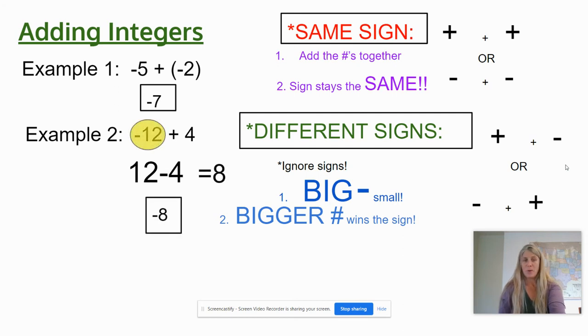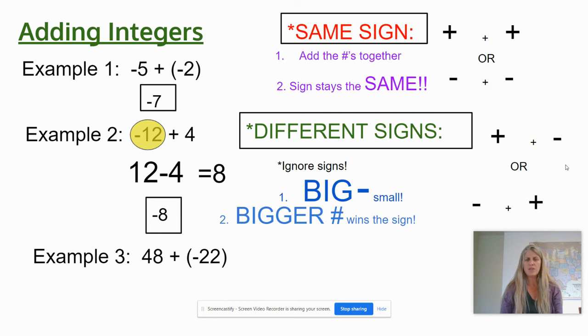Okay, so that's our bigger one, so that's great. Our third example here is just another one where we have different signs. We have 48 plus -22. So we go big minus small. 48 minus 22 is 26. And we see in this case that our bigger one is 48, which is positive. And so our answer is going to stay positive 26 because we're looking for that bigger number.